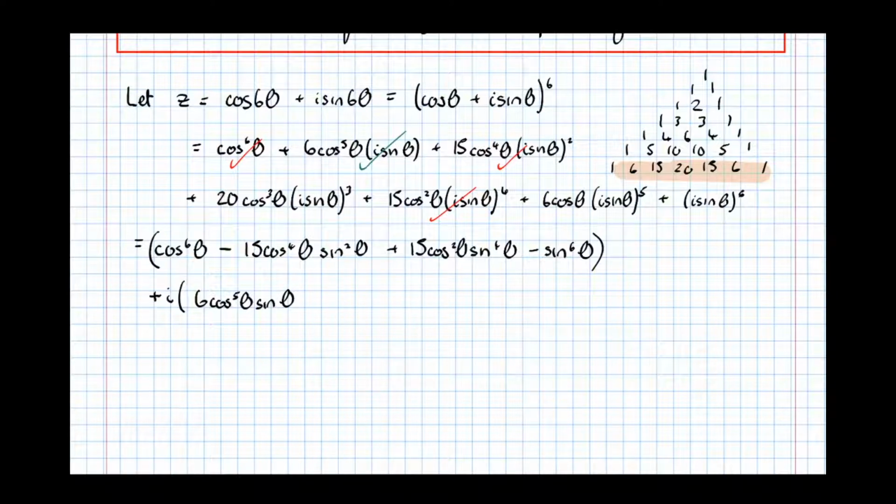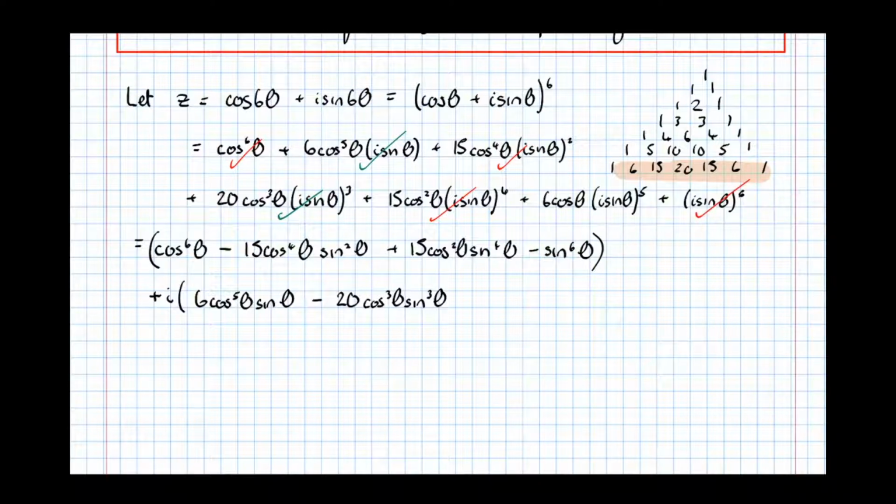Take that one off. Next imaginary, we've got i cubed, which is minus i. So take 20 cos cubed theta sine cubed theta. Take that one off. Forgot to take that one off there, so I'll take that off.